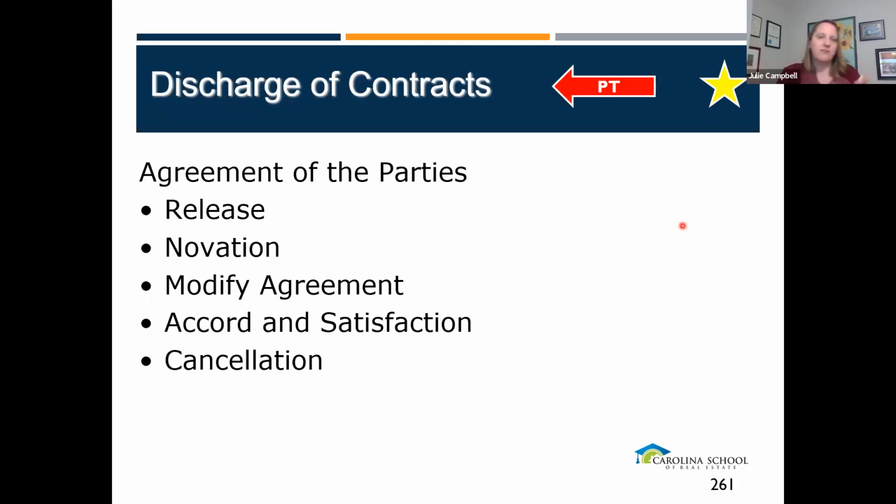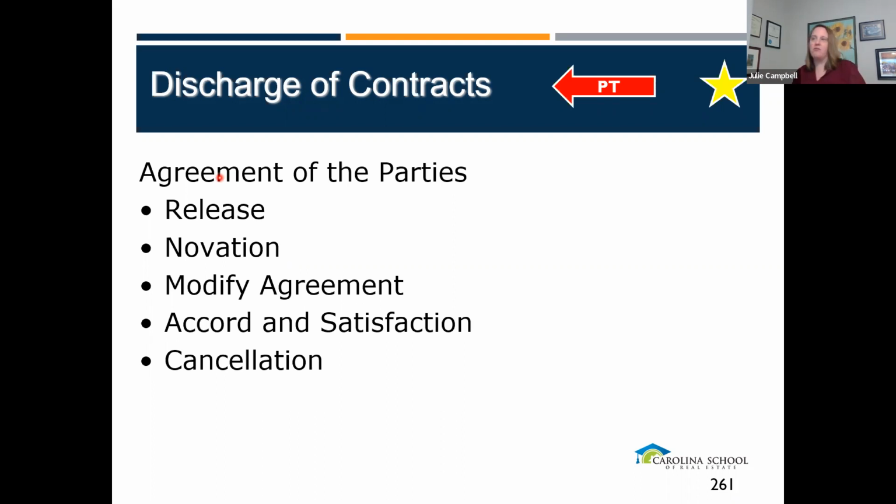Kind of a fancy way of saying terminated. Contracts end, they can be discharged. There are several ways contracts are discharged. The big thing I want you to see from this screen is agreement of the parties. The parties agreed to get into the contract together, so the parties can agree to get out of the contract.